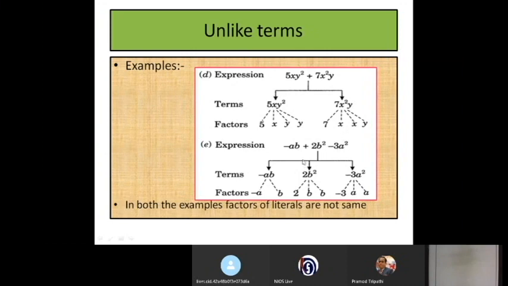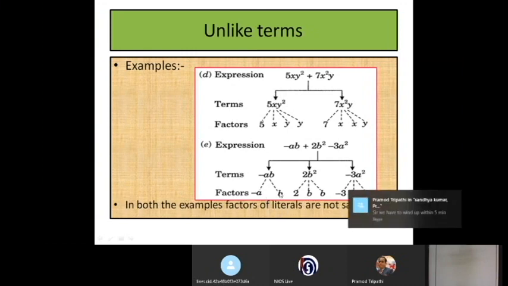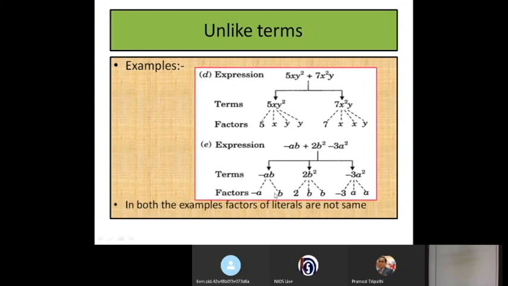Similarly, in the expression minus AB, 2b square, minus 3a square, the terms are minus AB, 2b square and minus 3a square. The factors are minus a and b, 2b into b, and minus 3 a into a. These are unlike terms because the literal factors are not the same.